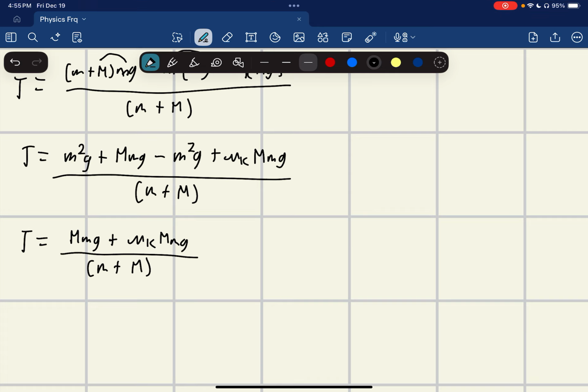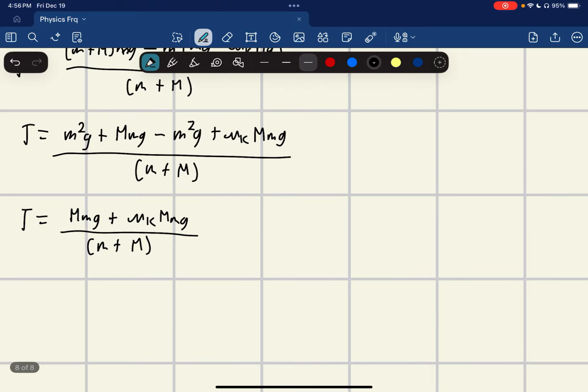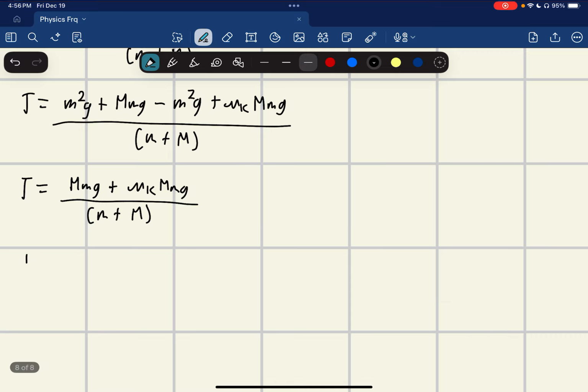And then here you can factor out uppercase M, lowercase mg on the top. So T would equal Mmg times (1 plus μk) all over (m + M). Okay, and that is an equation for T.